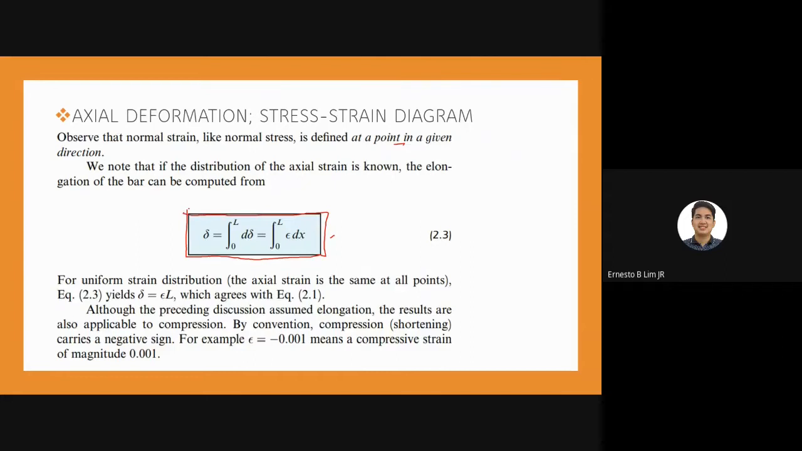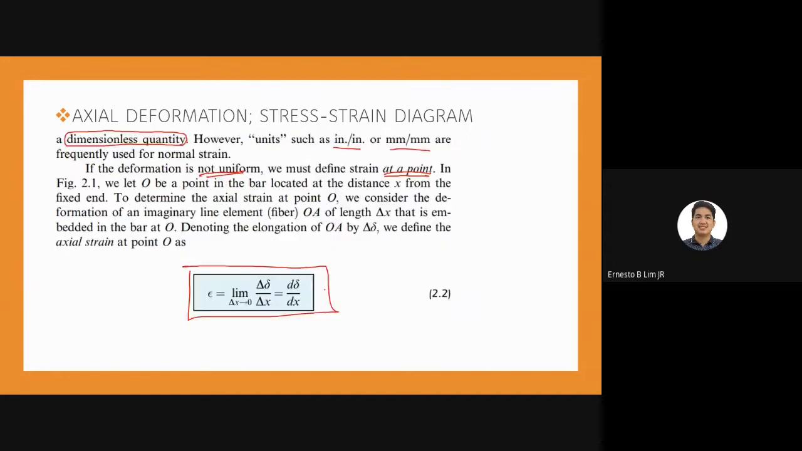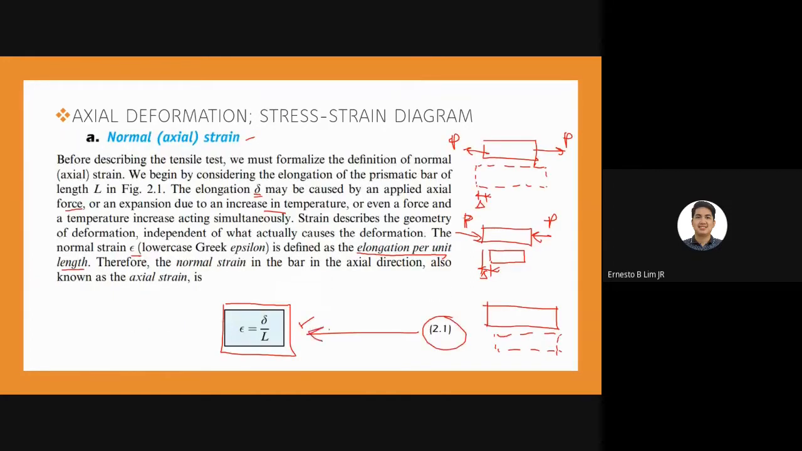Okay, so deformation is equal to the integral from 0 to L of d elongation, or equal to the integral from 0 to L of strain times dx. Meaning your strain should be in terms of x, since the differential here is x. So for uniform strain distribution, the axial strain is the same at all points. So equation 2.3 yields deformation equal to strain times L, which agrees with our equation 2.1.